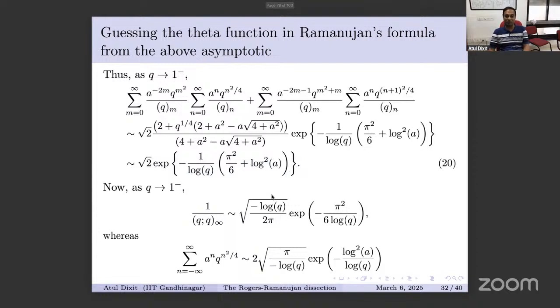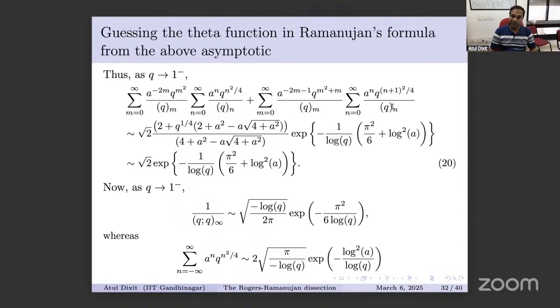So that's pretty simple. If you look at this q product, 1 by q sub infinity, as q tends to 1 minus is this. And the theta function has this, and when you multiply the two, these log q's cancel out, pi's cancel out. What you are left with, and what you see here, is minus 1 by log q comes out, and pi squared by 6 plus log squared a. That's exactly what you have here. So you get exactly this thing when you multiply these right-hand sides.